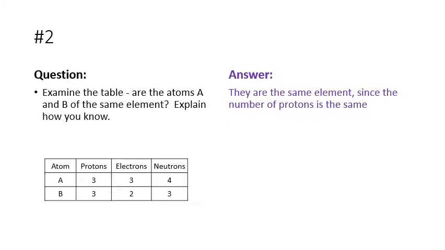For question number 2, it says examine the table. Are atoms A and B the same element? Explain how you know. And they're the same element because the number of protons is the same.